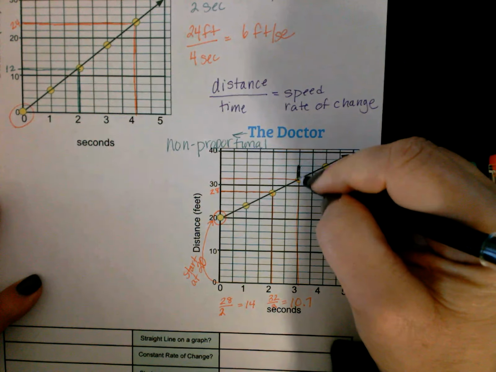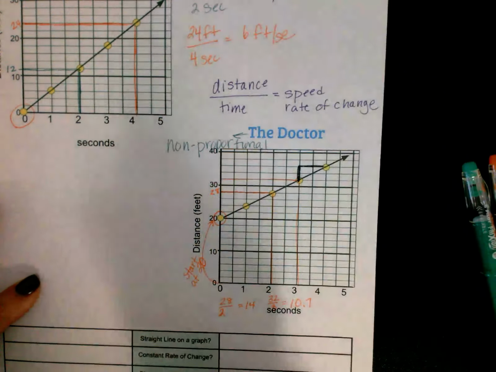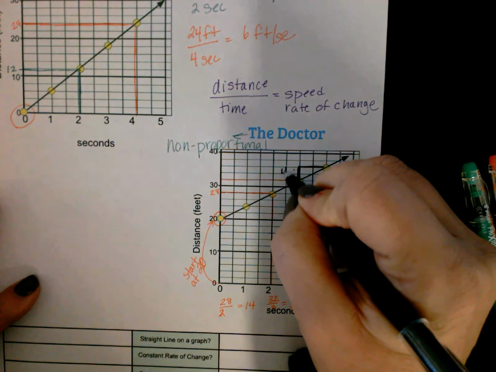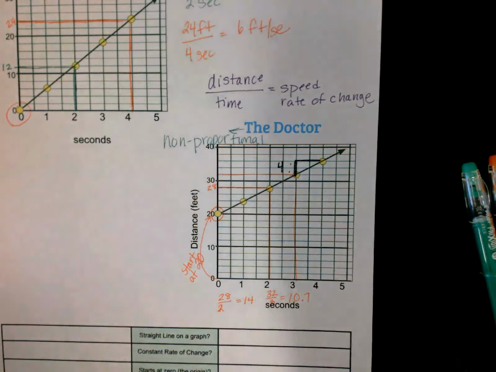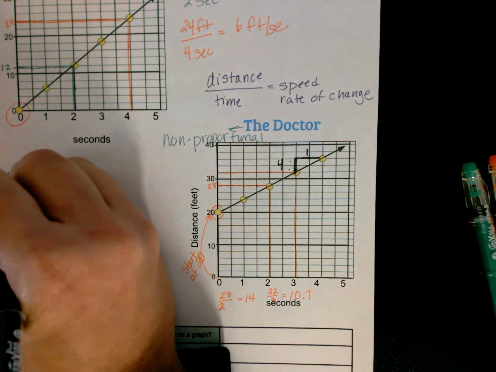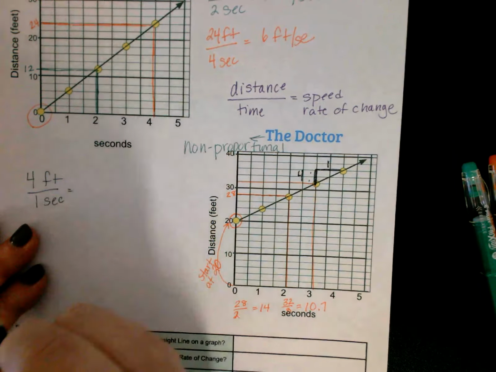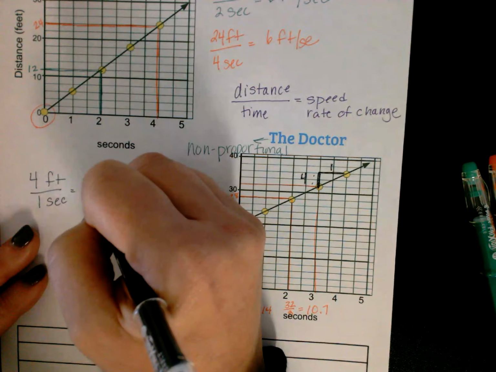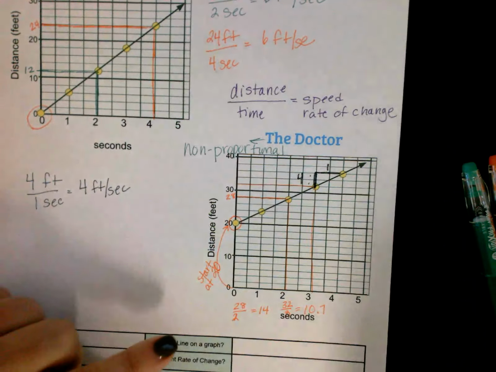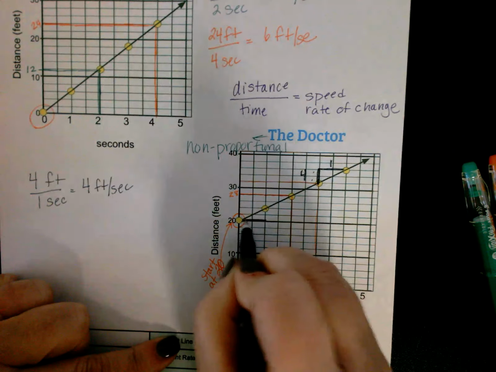So I'll connect these two to here, to 4. He traveled 4 feet in 1 second. So here we had 4 feet in 1 second. So the speed would be 4 feet per second. I could pick a different set of points. You just connect them using a right triangle. So I'm going to connect these two.